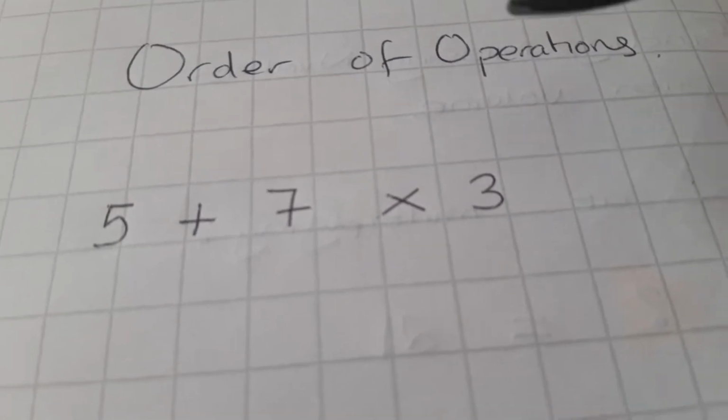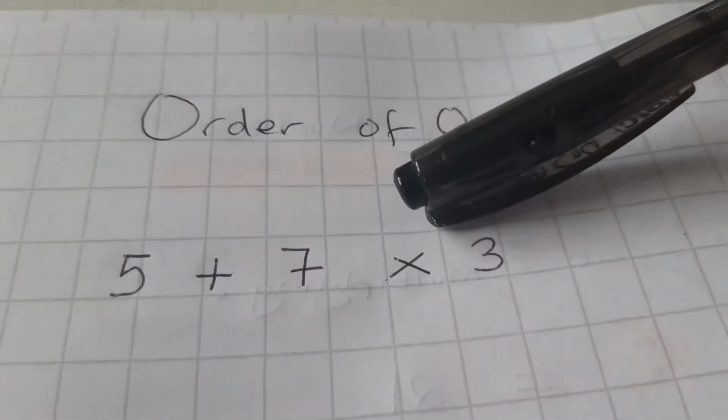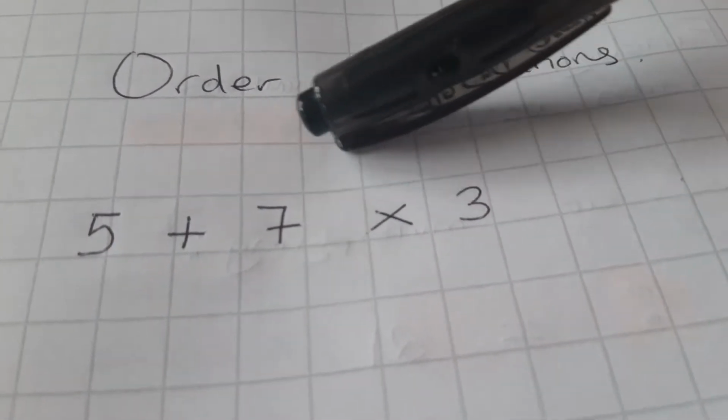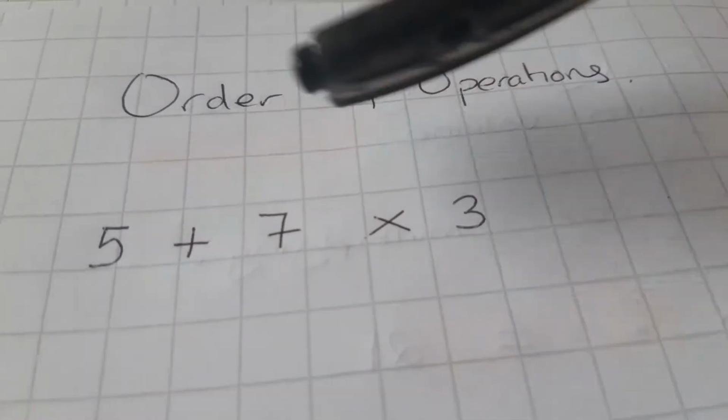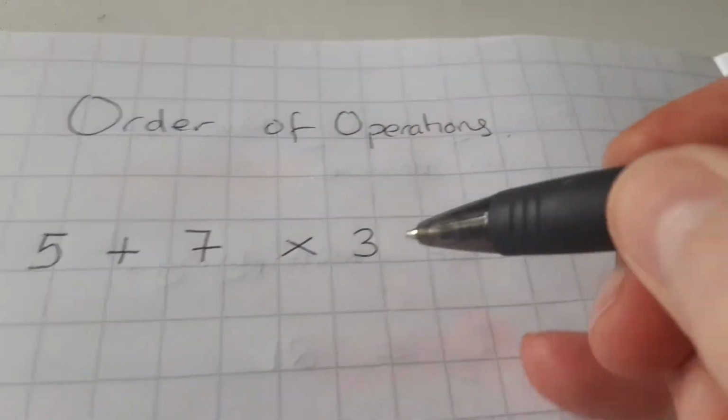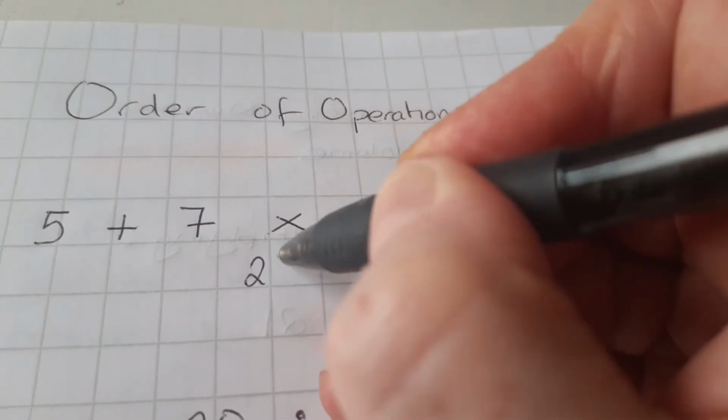In this example, you have adding and you have multiplying. So the multiplying part must be done first, even though it's not at the beginning. So 7 times 3 is 21. And then we do the adding bit. 5 add 21 is 26.